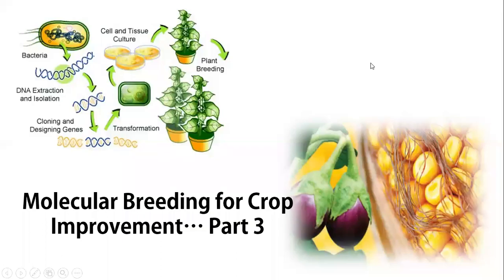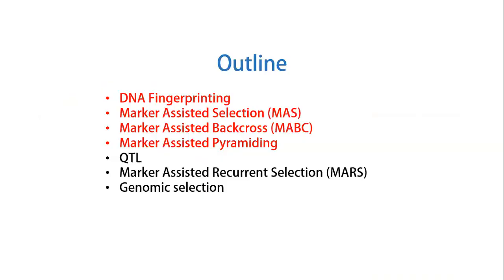Hello students. Today I am going to discuss the third part of molecular breeding for crop improvement. In the previous classes, I discussed DNA fingerprinting, marker assisted selection and the backcross, and also marker assisted pyramiding. In this class, I am going to discuss QTL mapping, which is a little bit important portion, and it is also a very tricky part of this chapter.